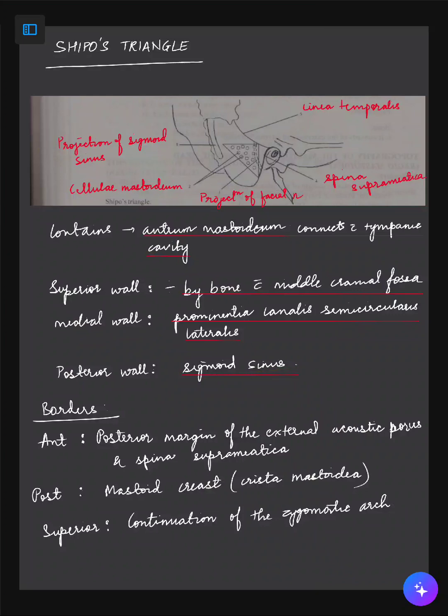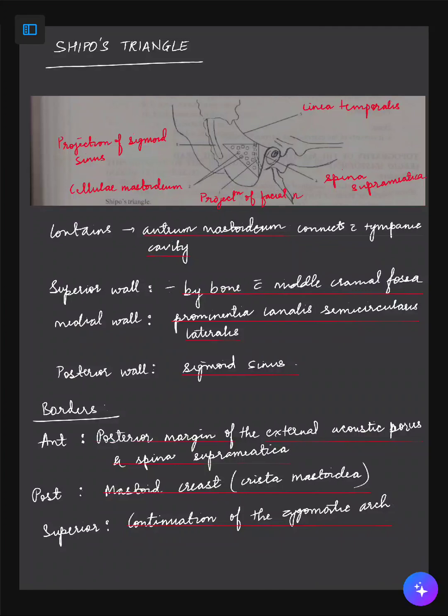Now borders of this Shipault's triangle. Anteriorly, there is posterior margin of external acoustic meatus and spina suprameatica. Posteriorly, there is mastoid crest, crista mastoidea, and superiorly, continuation of zygomatic arch.